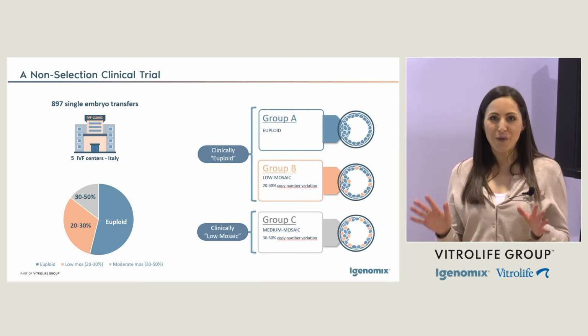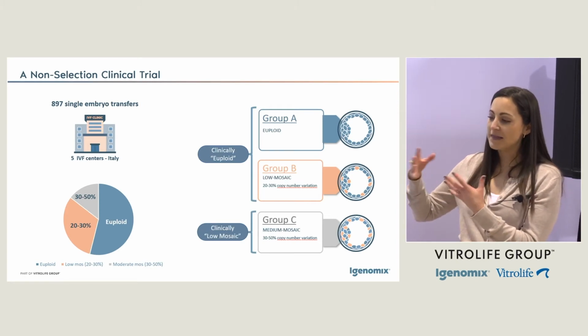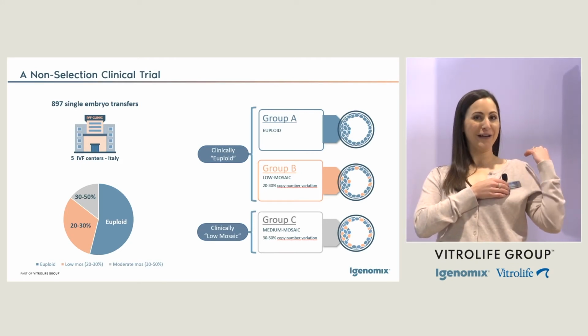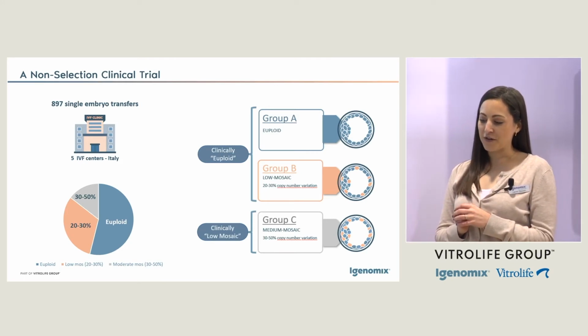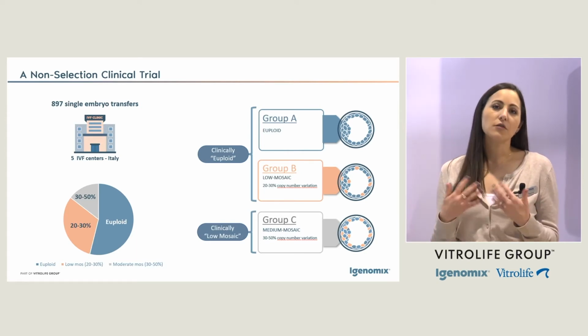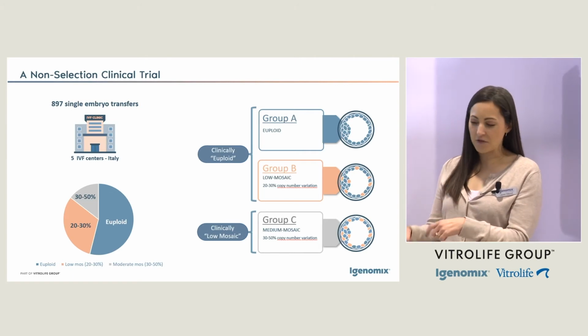Not to belabor the point, but just to point out once again that Group A and Group B within the study would clinically be classified as euploid, and embryos that fall within that Group C category would clinically have been reported as low mosaic at Igenomix. So it's really that Group C category that we're focusing on right now.